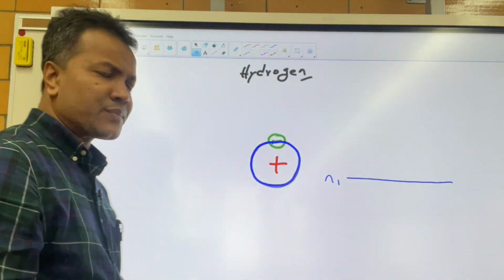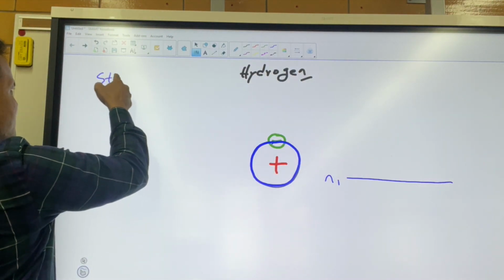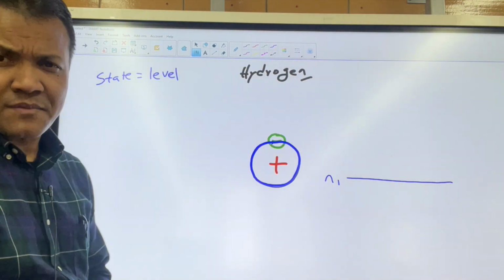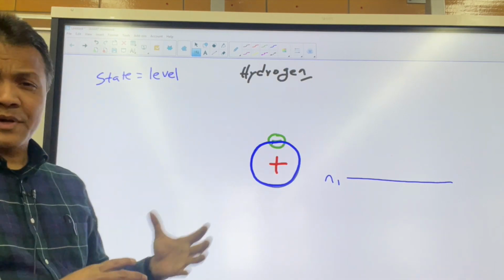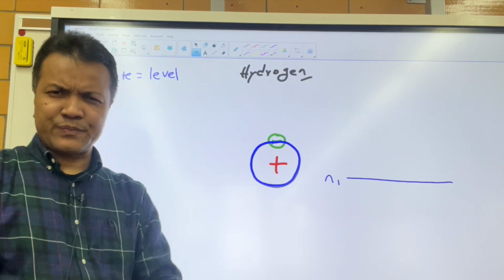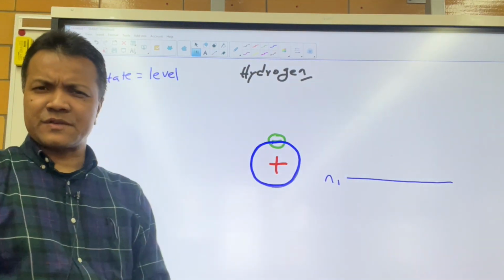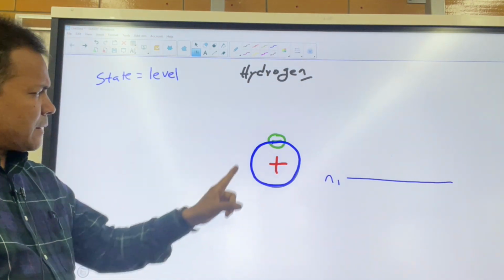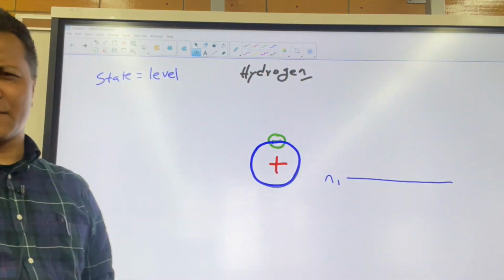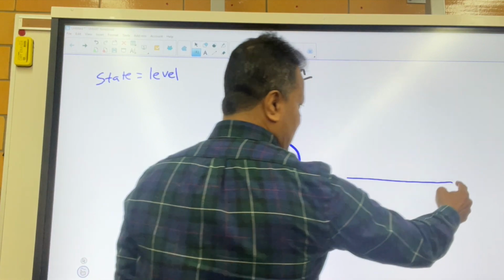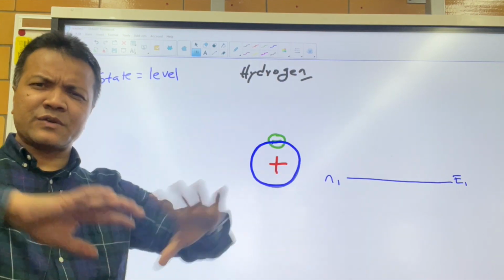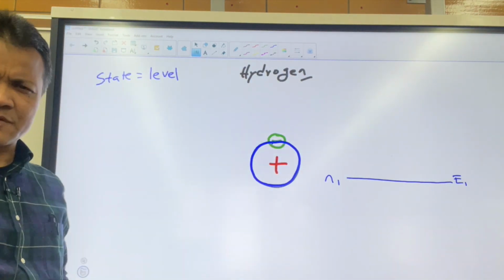What is N1? You can call it a state, or you can call it a level, or you can call it a shell, or you can call it the ground state, because this is very close to the proton. This is the ground state, same thing. Now, the proton uses energy to control the electron. How much energy? E1. The proton uses E1 energy to control the electron so that the electron cannot escape from the hydrogen atom. So far, so good.